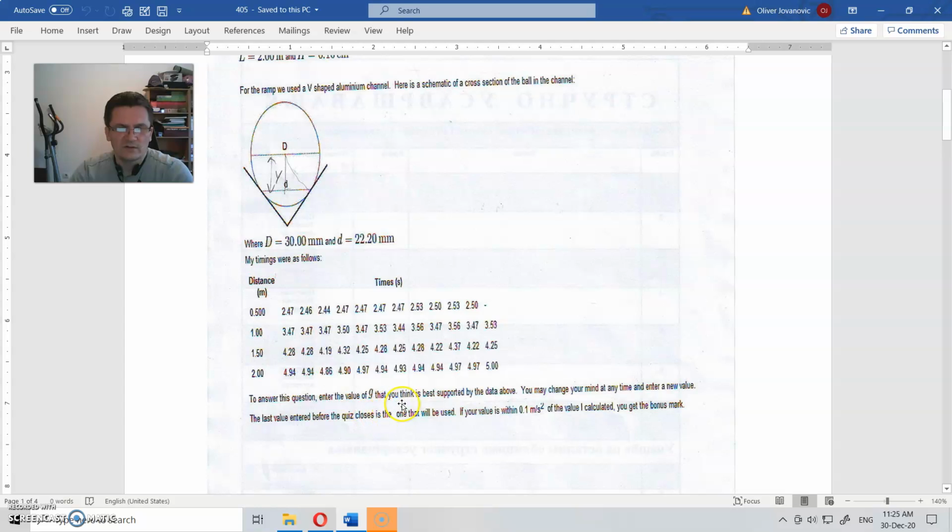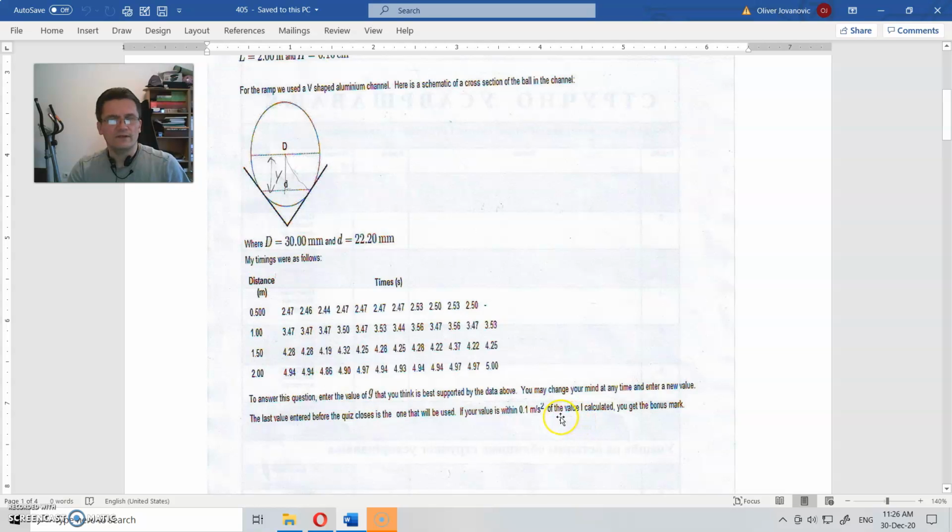To answer the question, enter the value of g that you think is best supported by the data. You may change your mind at any time and enter a new value. The last value entered before the quiz counts. Okay, that is something for the quiz.